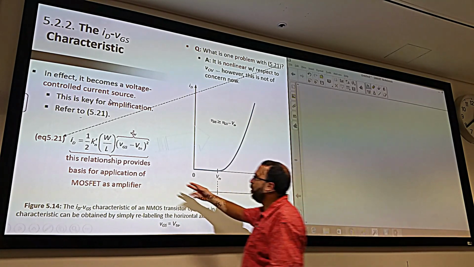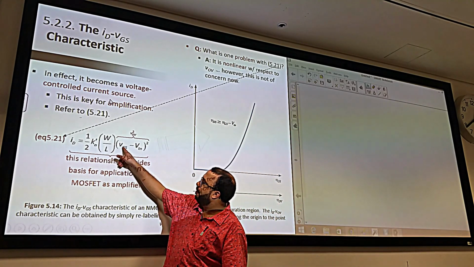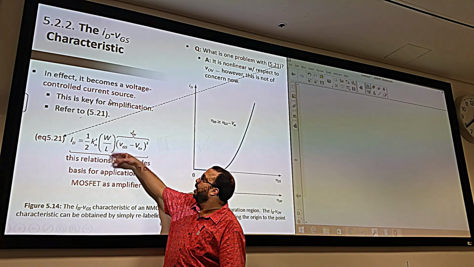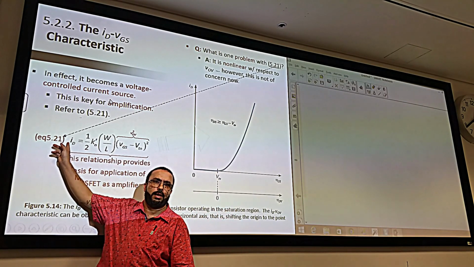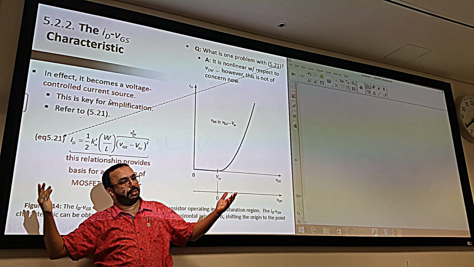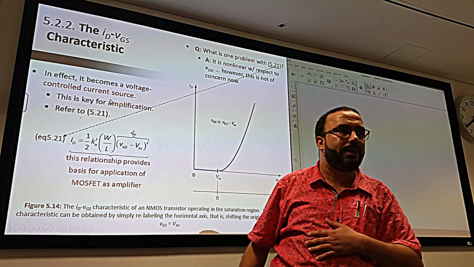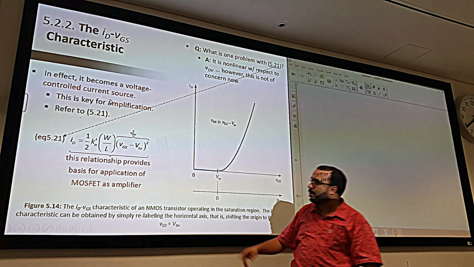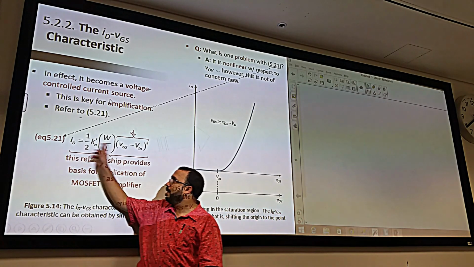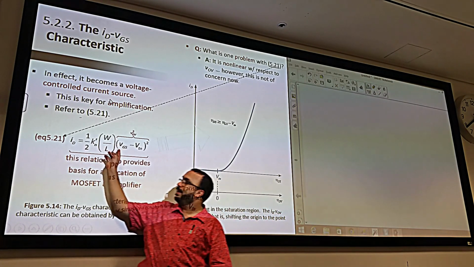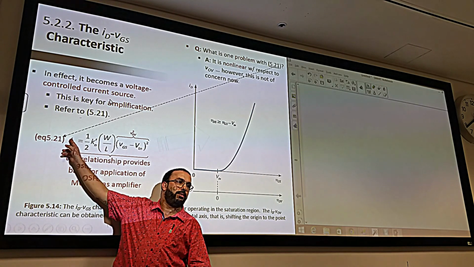It's a quadratic equation too. That means if VGS changes by anything, it will be squared in influencing the current. That's very nice. So it's like an amplifier here, and that's where the amplification comes from, because the relationship between the current and the control voltage is non-linear and is in favor of the current.